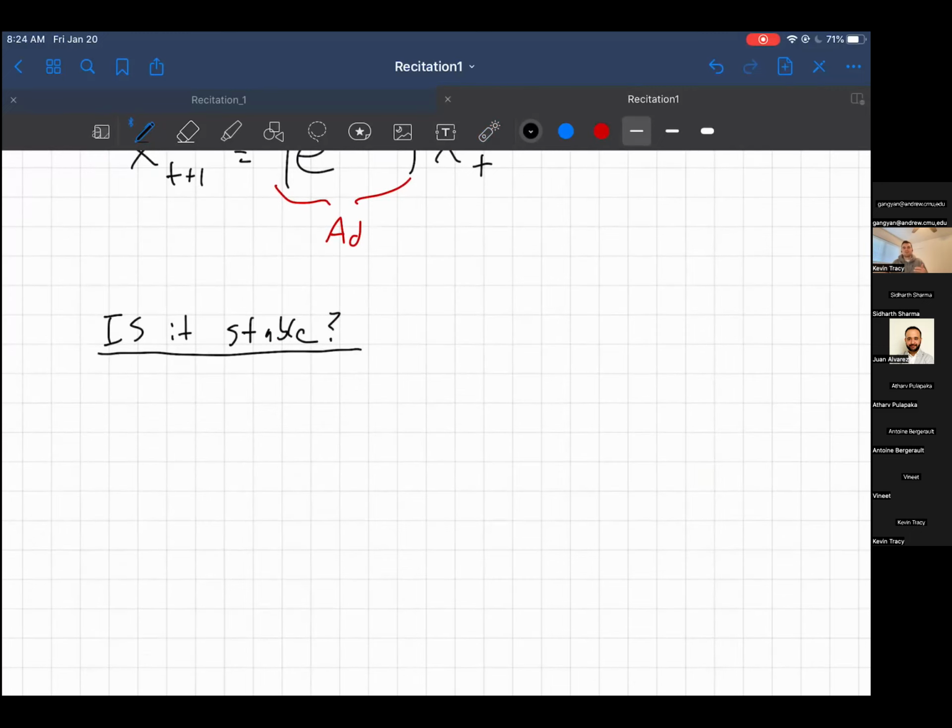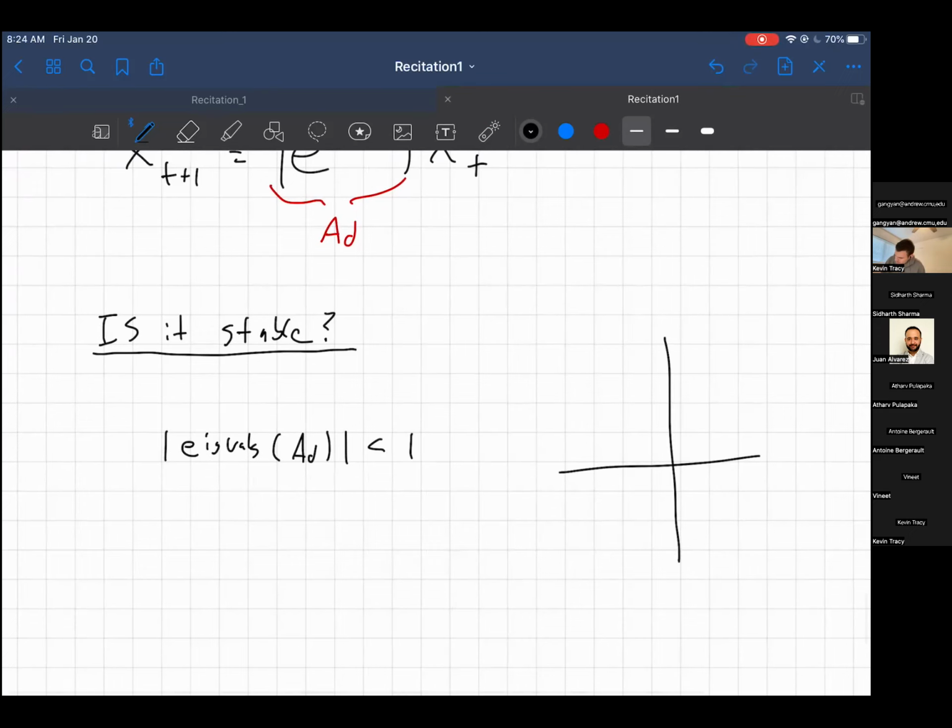Before, what we said is that we could take the eigenvalues of A in x dot equals Ax, and the real parts of those eigenvalues must be negative. In the case of discrete time systems, this tells me that the absolute value of the eigenvalues of AD must be less than 1 this time. So basically the modulus of these eigenvalues, if I imagine a complex plane with real and imaginary axes, must be within this circle of radius 1.